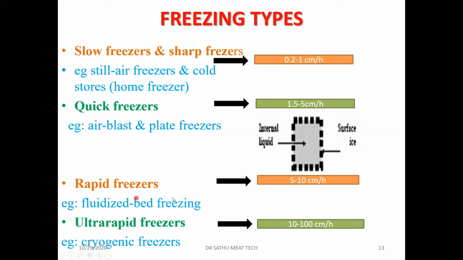Then rapid freezers, where the freezing rate is 5 to 10 centimeter per hour. So in the first hour, 5 centimeter will be frozen. In the second hour, almost 20 centimeter of the thickness will be frozen. So that is rapid freezing, like fluidized bed freezing. Then ultra rapid freezers, where the freezing rate is 10 to 100 centimeter per hour. This is the fastest method of freezing, that is cryogenic freezing.